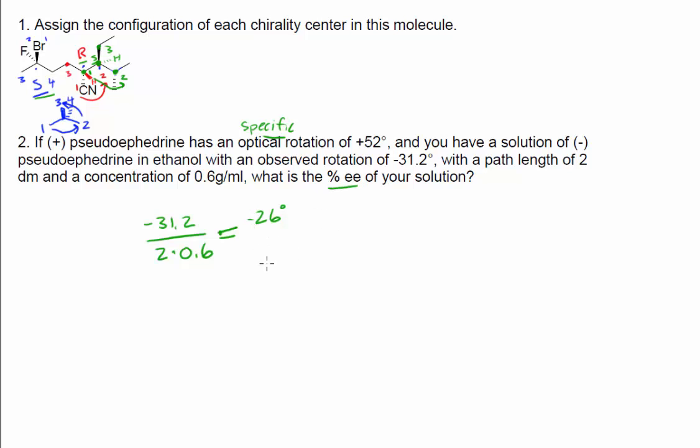If I want to calculate the percent EE, 26 over 52, and that equals 50% EE. Now, what is the enantiomer that's present in the greater amount? We have, obviously this is a negative rotation, so the negative enantiomer is present in the larger amount, and so this is 50% EE of the minus enantiomer.